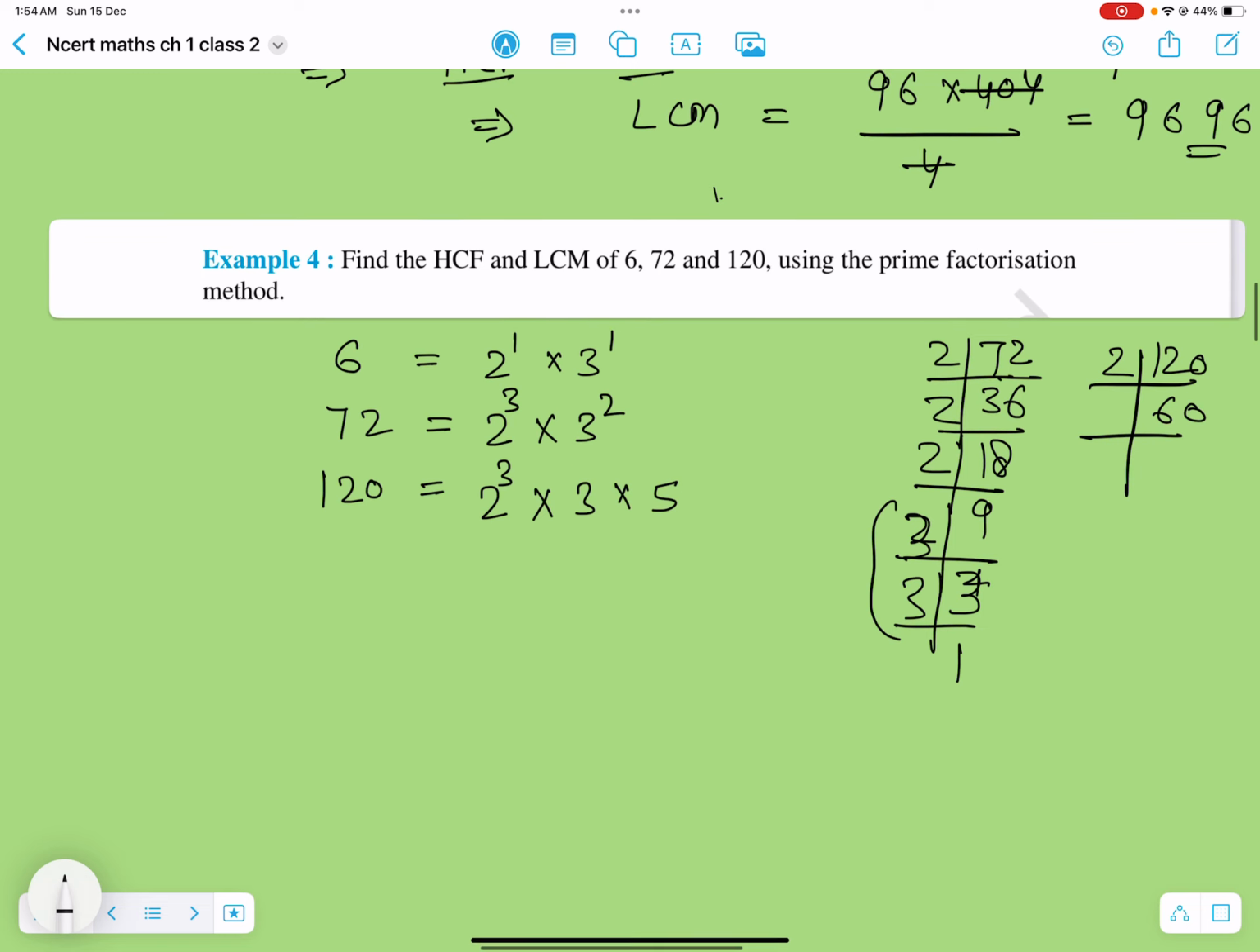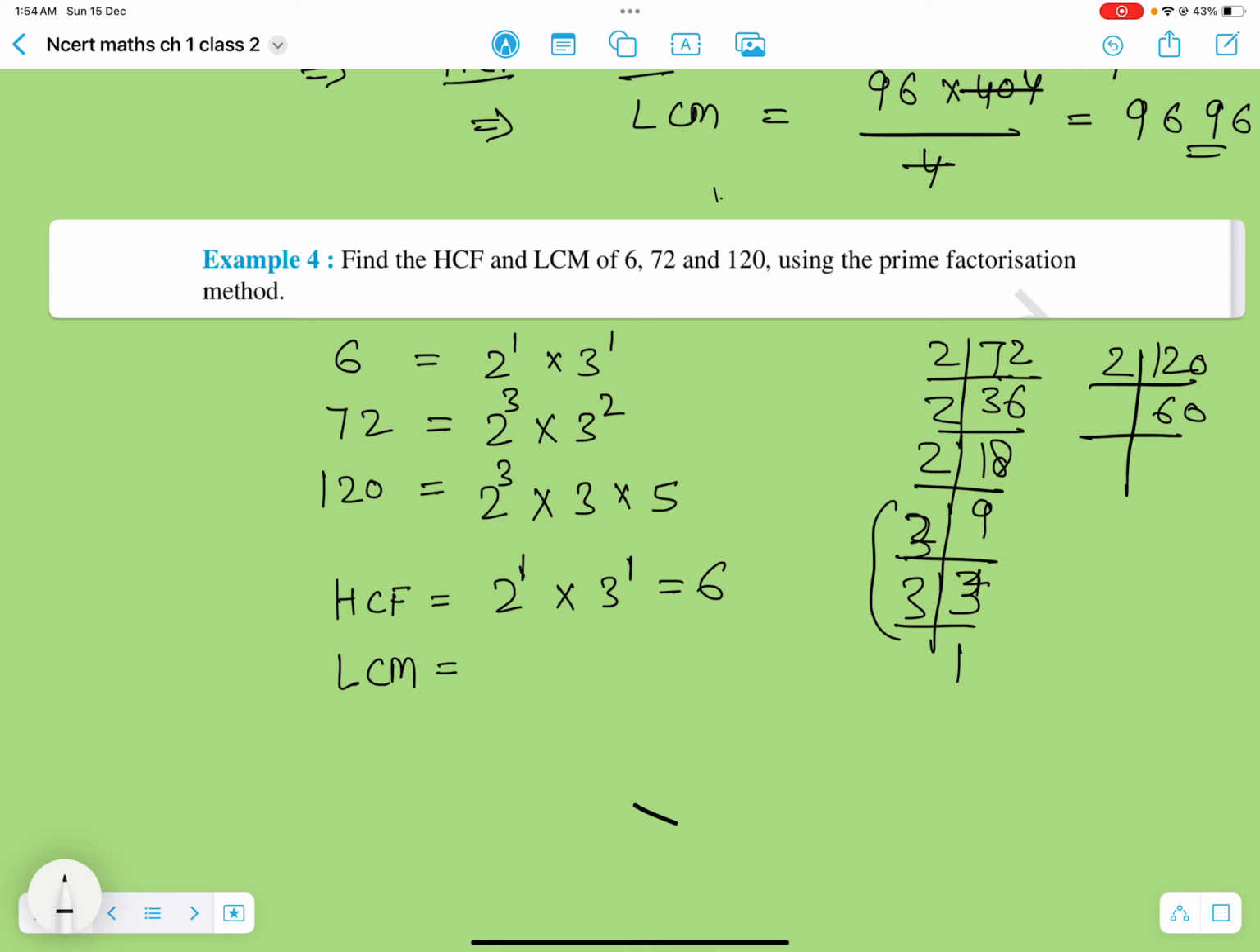Nice and easy. How would we calculate HCF? Remember, the common prime factor that comes in every number. That common prime factor is 2 and 3, not 5, because 5 only comes in 120, not in 72 or 6. So your common prime factors are 2 and 3 with the least power, because now we're talking about the factor, not the multiple. Factor means that's part of each number, right? That factor can divide that number. So 2 raised to power 1 and 3 with the least power 1. So HCF is 6.